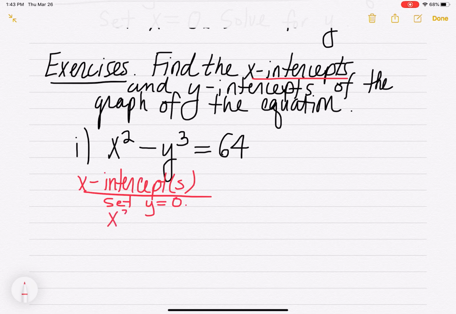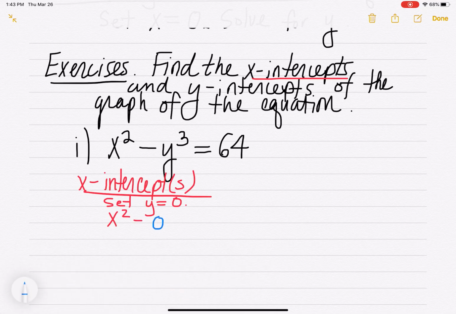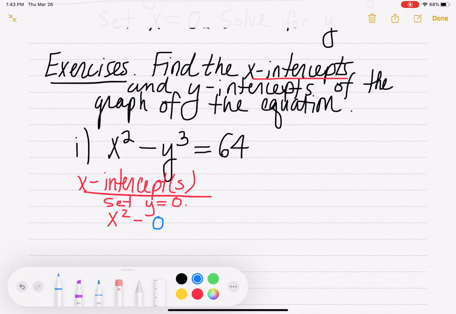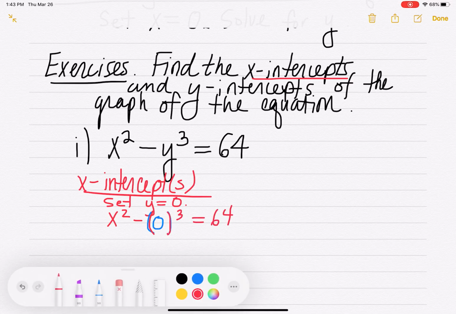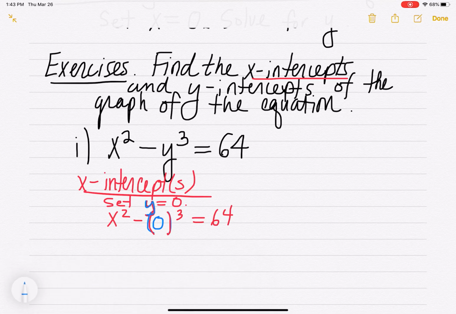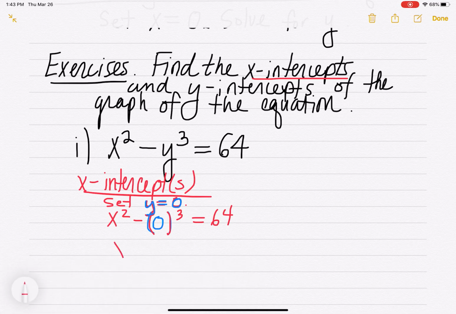So we're going to have x squared minus 0 cubed equals 64. So basically what we've done there, we've set y equal to 0. We plugged in 0 for y. Now when we do that, we're just going to get x squared, right? 0 cubed doesn't contribute. It's a non-contributing member, so you just don't pay attention to it. So you have x squared equals 64.